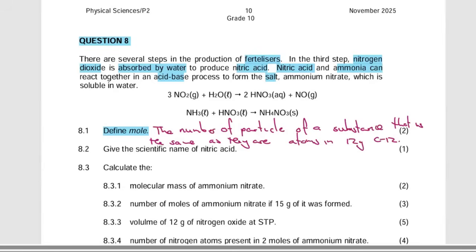Then after that, give the scientific name of nitric acid, right? So what we have there is nitric acid, and we're going to have something referred to as hydrogen nitrate. So this is what you are going to have.